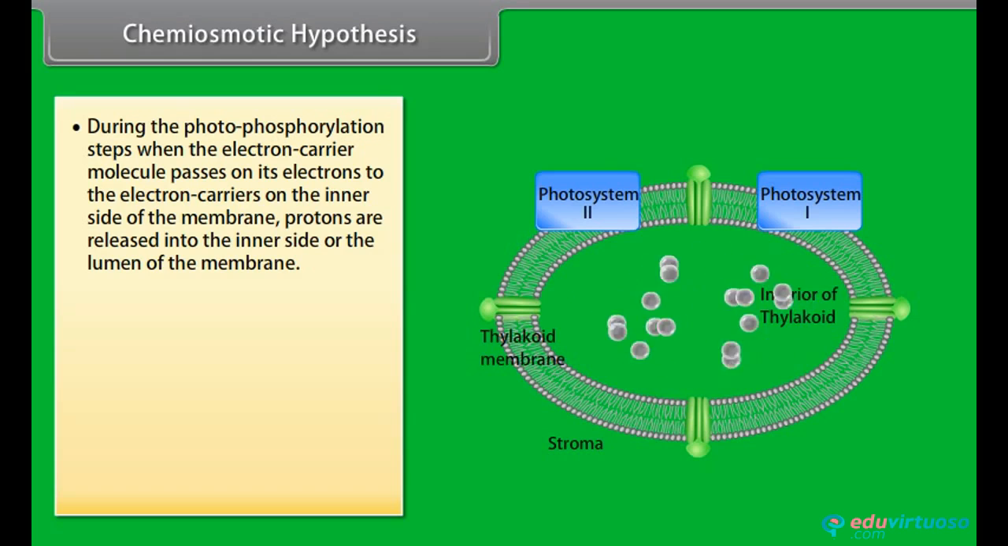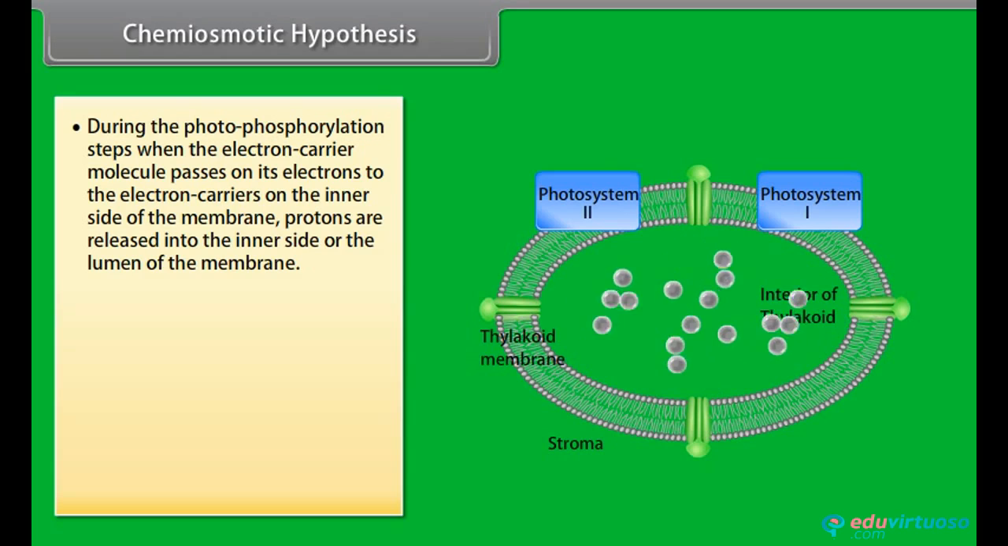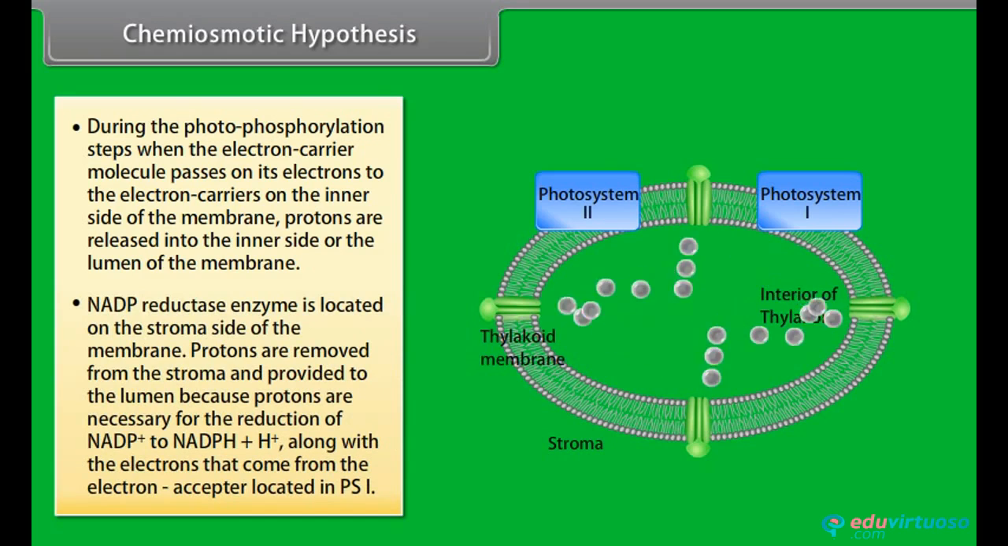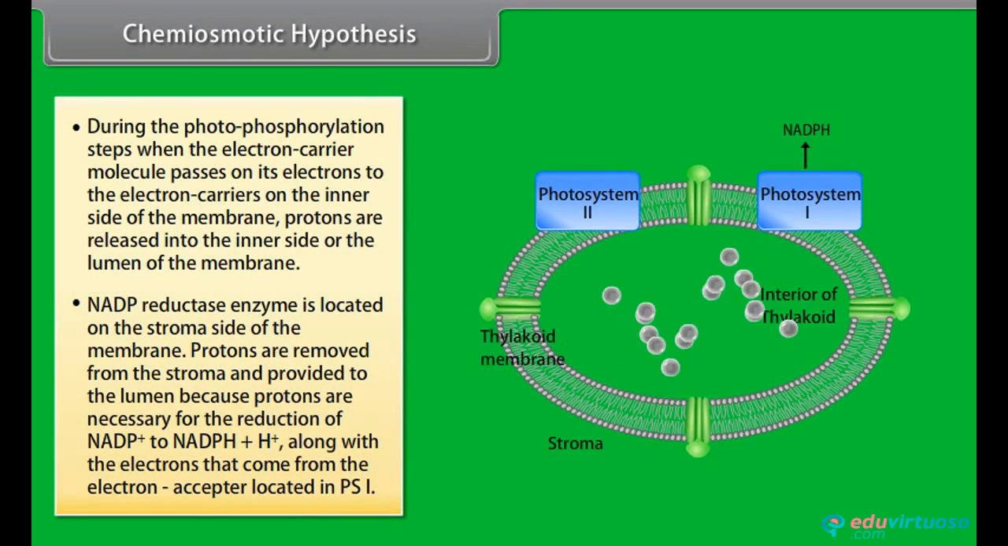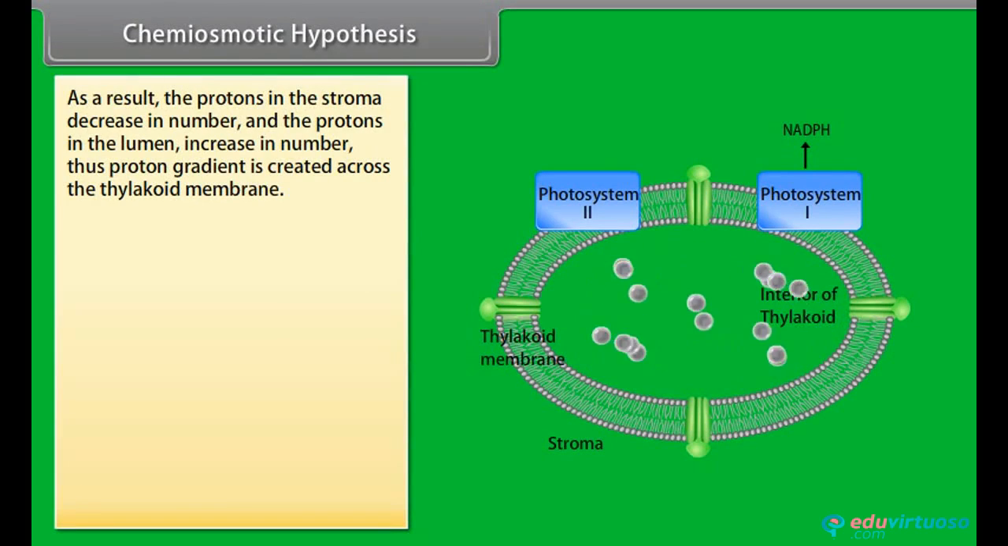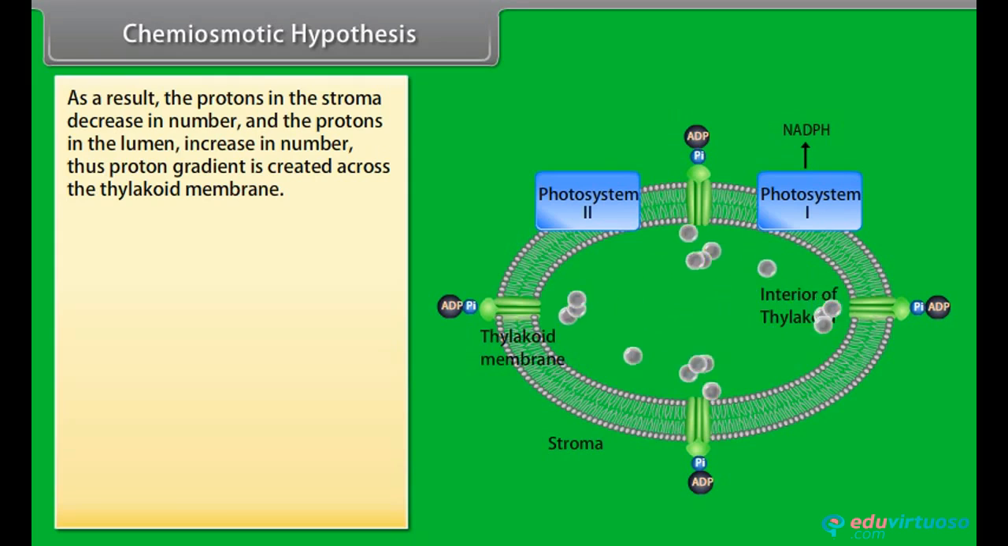During the photophosphorylation steps, when the electron carrier molecule passes on its electrons to the electron carriers on the inner side of the membrane, protons are released into the inner side or the lumen of the membrane. NADP reductase enzyme is located on the stroma side of the membrane. Protons are removed from the stroma and provided to the lumen because protons are necessary for the reduction of NADP+ to NADPH plus H+, along with the electrons that come from the electron acceptor located in PS1. As a result, the protons in the stroma decrease in number and the protons in the lumen increase in number. Thus, a proton gradient is created across the thylakoid membrane.